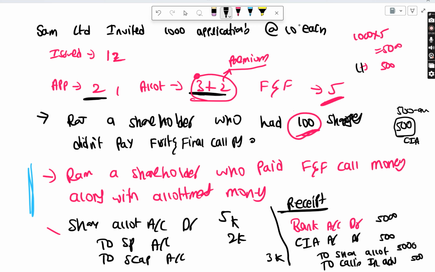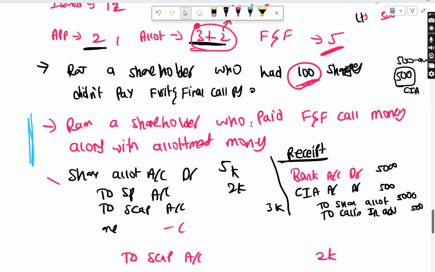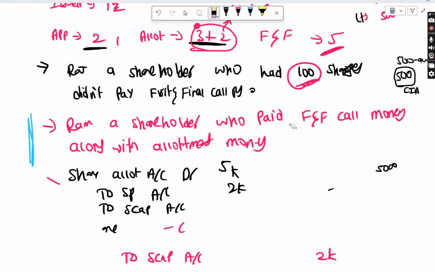Raj did not pay the first and final call. Where are we now? We are in the allotment only. Why would calls in arrears be there in allotment? I was thinking why calls in arrear are added in that debit. There is no calls in arrears, because Raj did not pay first and final call, and Ram paid first and final call along with the allotment money.